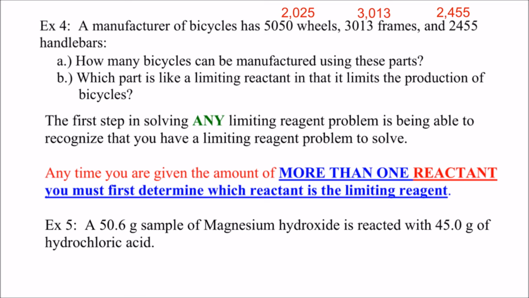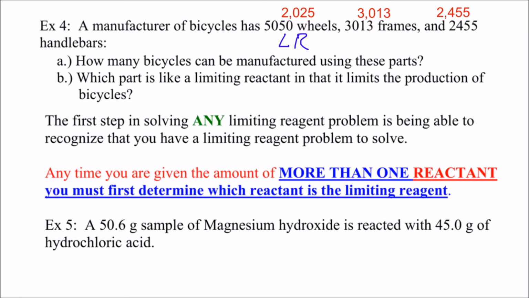So which number is smaller? This number right here is the smallest. That means that the wheels are the limiting reagent because they're going to get used up first, and they limit the number of bicycles that we can actually make. I'm always in the habit, and I want you to also, anytime you finally figure out what the limiting reagent is, go ahead and label it. So how many bikes can we actually manufacture? It would be this number right here.